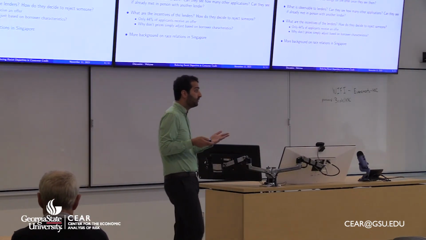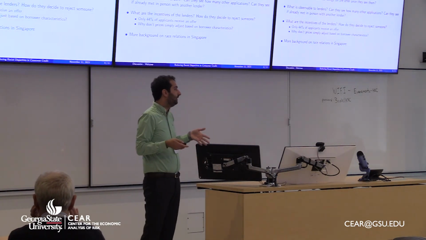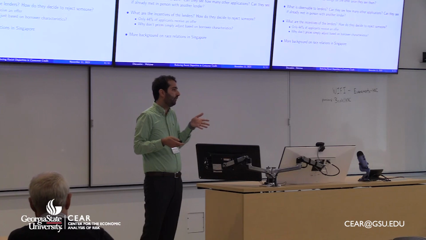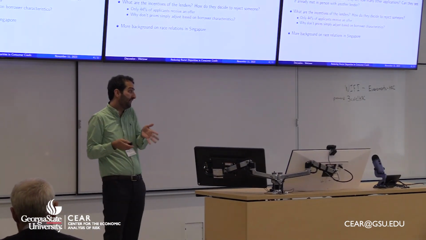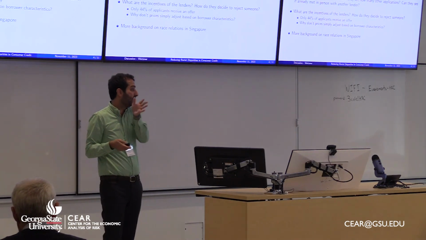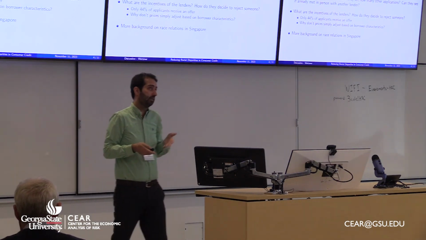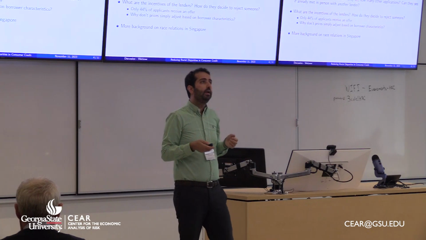Why don't prices adjust? There is a legal limit in Singapore on the interest rate. So it is at 48%. And if you look at one of the appendices in the table, you see that there is a huge bunching at 48%, because this is the legal limit, okay?